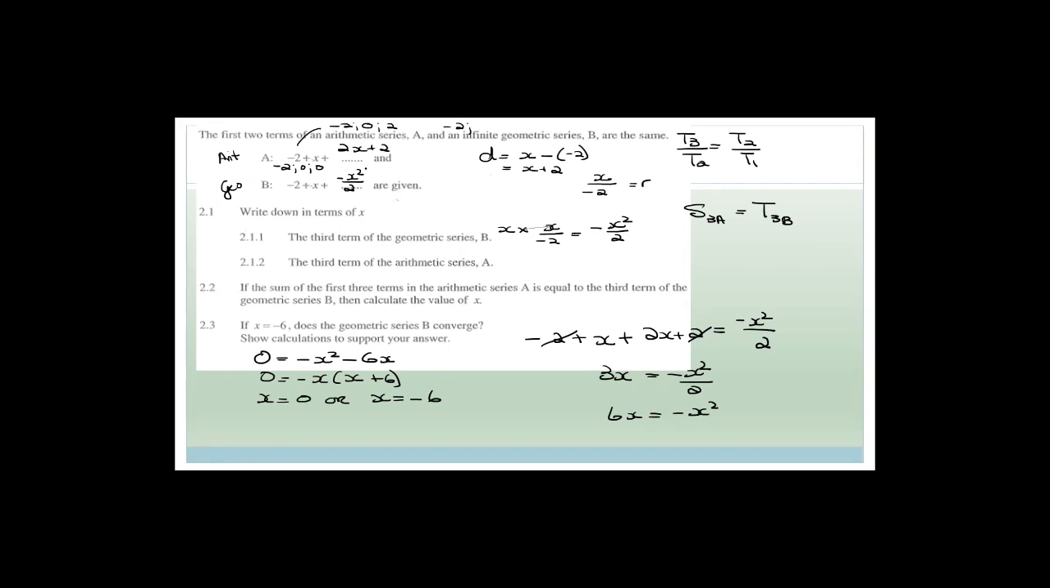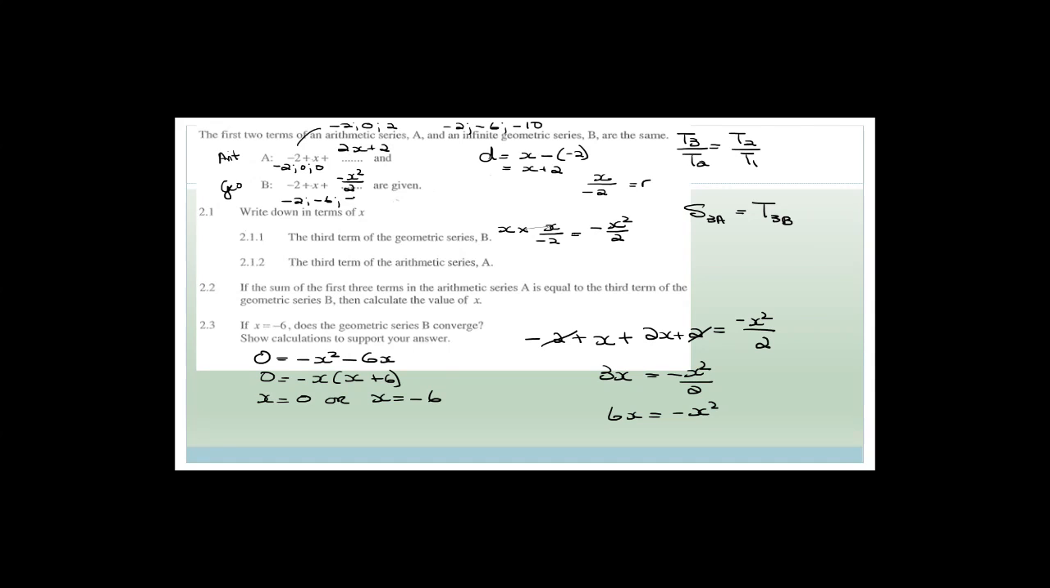Let's try if it was minus 6. Then it would be minus 2, minus 6. 2 times minus 6 is minus 12 plus 2 is going to be minus 10. That works for that one. If it's minus 6 here, it would be minus 2, minus 6. Minus 6 squared is 36 divided by 2 is 18.